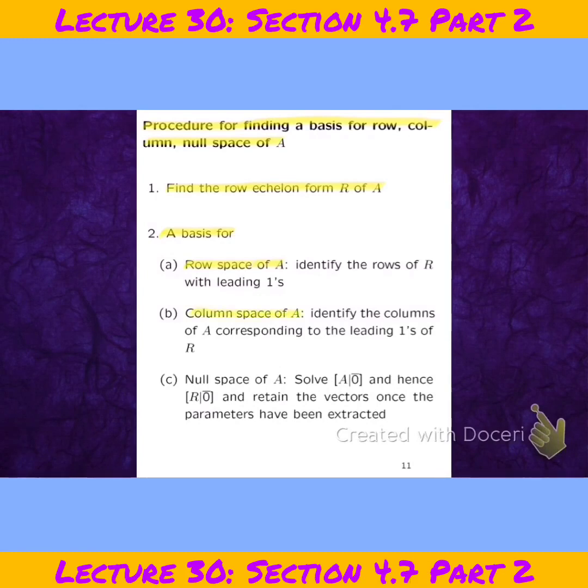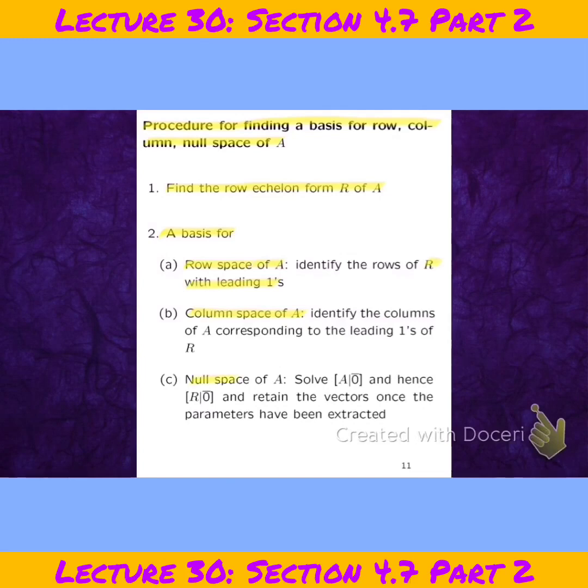For the column space of A, you go to the row echelon form of A and look at the columns containing the leading ones. Those columns with the leading ones, you go back to your matrix A and look at the columns that correspond to the columns of R with the leading ones. And those corresponding columns of A form your basis for the column space of A.